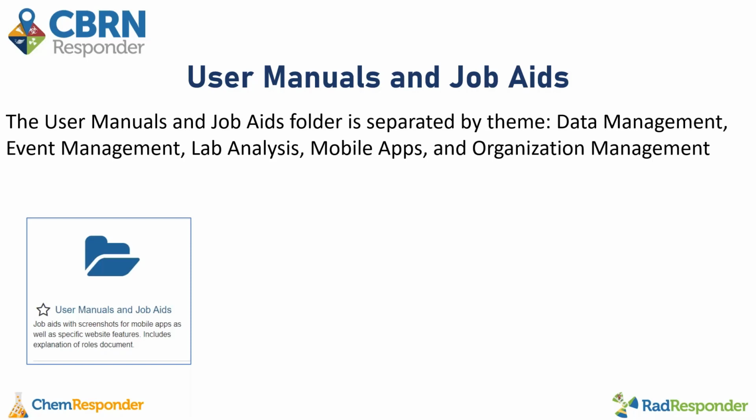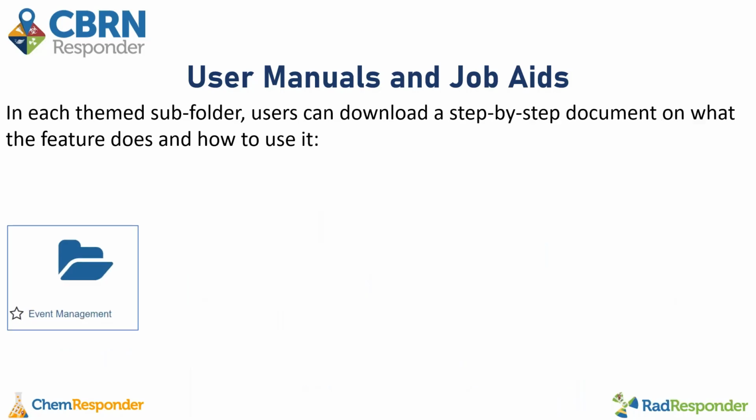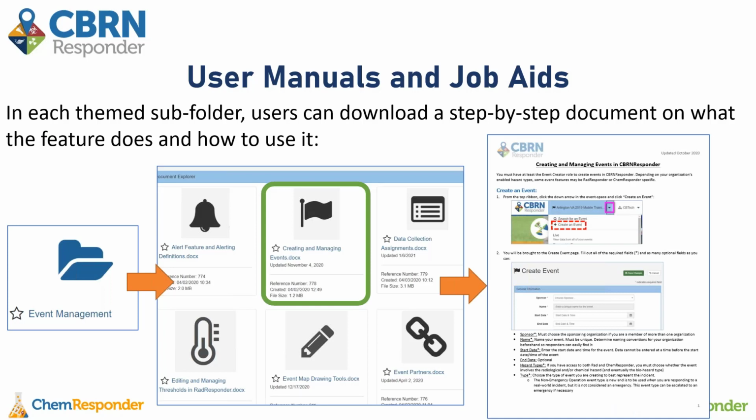And in this folder, we have several subfolders and it's separated by theme. So we have a folder on data management, event management, lab analysis, mobile apps, and organization management. In each themed subfolder, users can download a step-by-step document on what the feature does and how to utilize it. So if I open the event management folder, I can select between a variety of job aids. If I'm choosing the creating and managing events document, I will click it and download the step-by-step user guide.